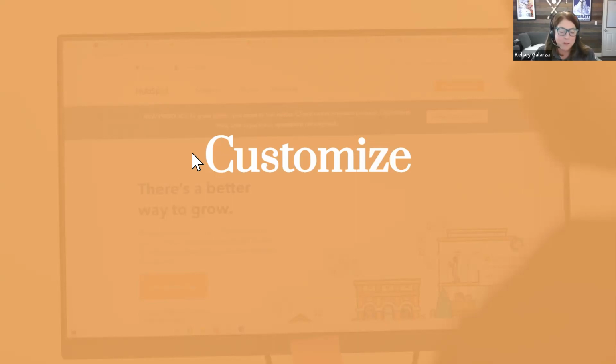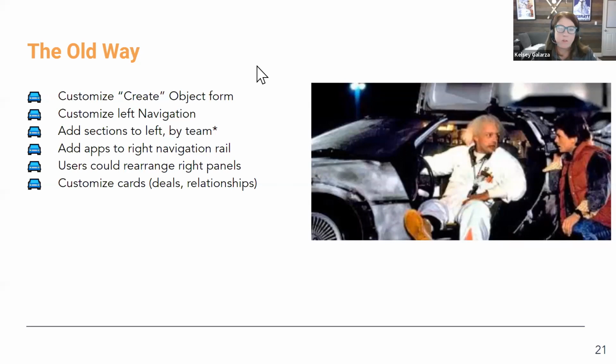Next item, let's talk about customization. So again, we started this at Inbound. There were a lot of announcements about customization at Inbound, but now we are on steroids. On the old way, you could customize your create object form. You could customize that left navigation. You could add sections to the left side by team if you had enterprise. You could add certain third-party apps or custom CRM cards on the right rail if you wanted to. The users could rearrange their panels and you could customize some of their cards.